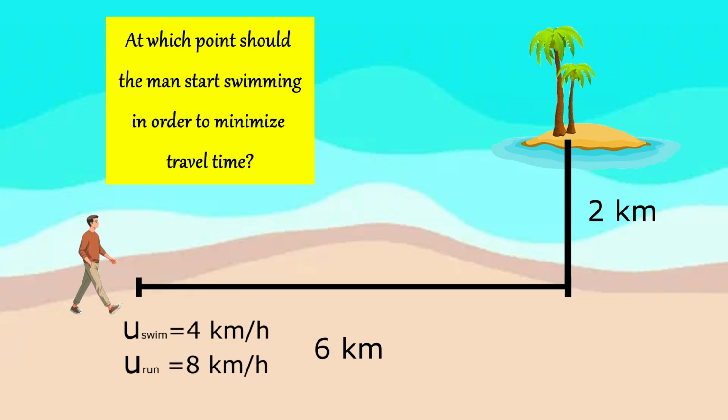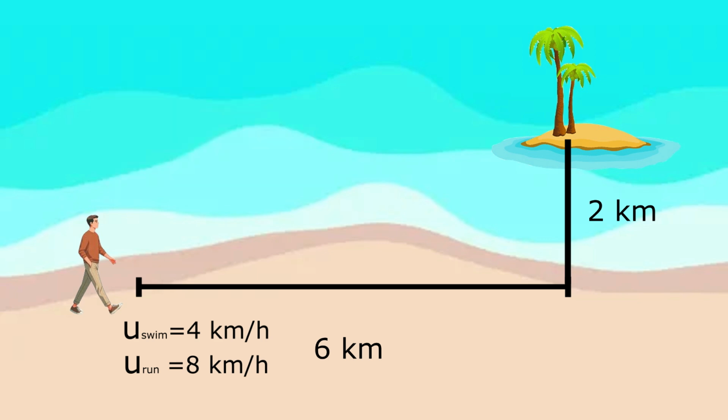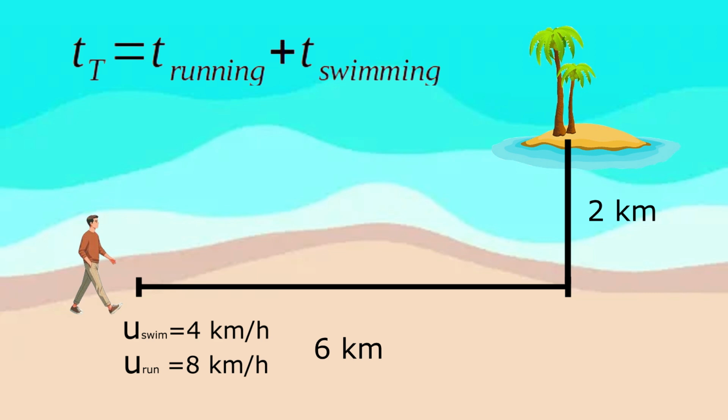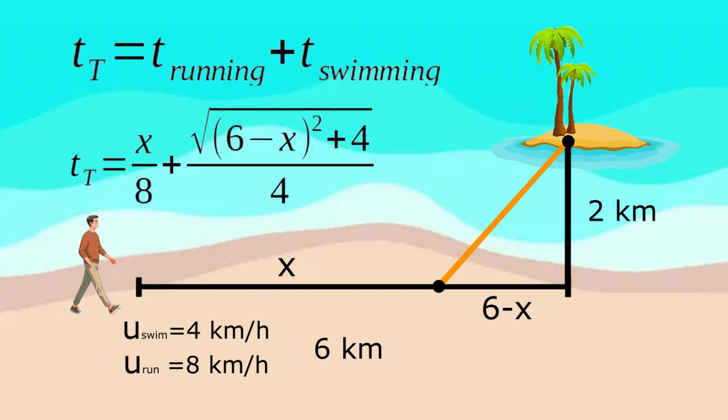So let's get right into it. The total travel time is the time it takes him to run plus the swimming time. Okay, let's call x the distance that the man traverses running before he starts swimming. So the total travel time is going to be x over 8 plus the hypotenuse of this triangle right here, which is the square root of (6 minus x) squared plus 4, over 4. And that's the total travel time.